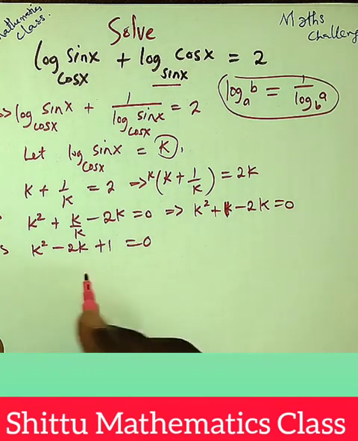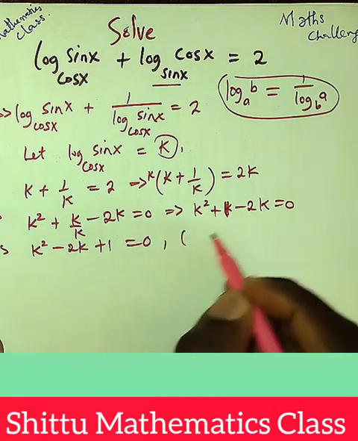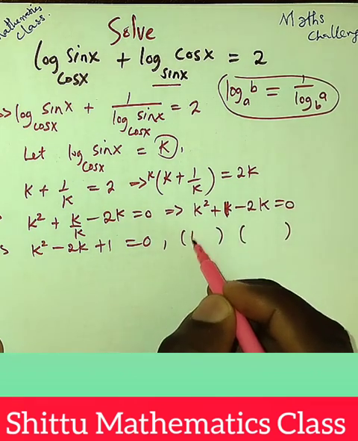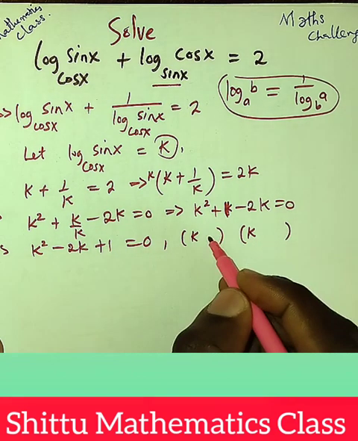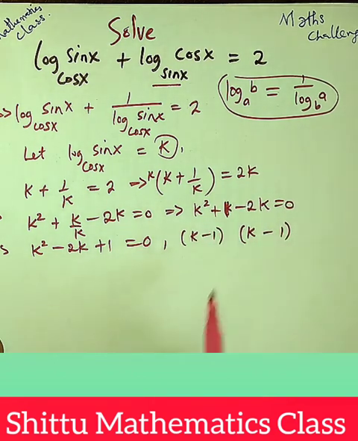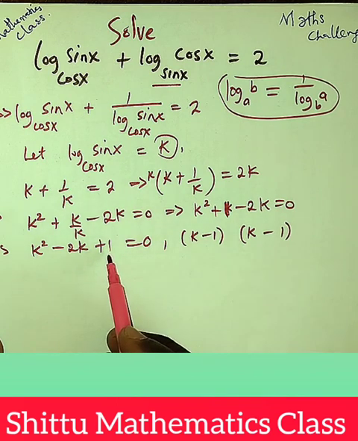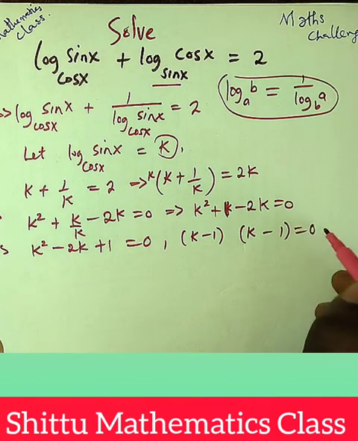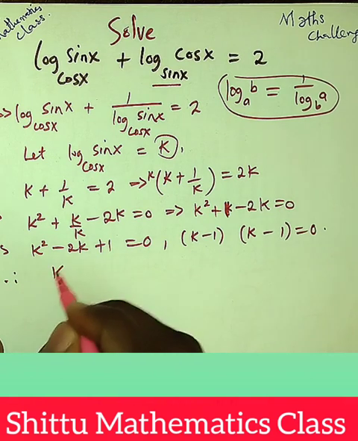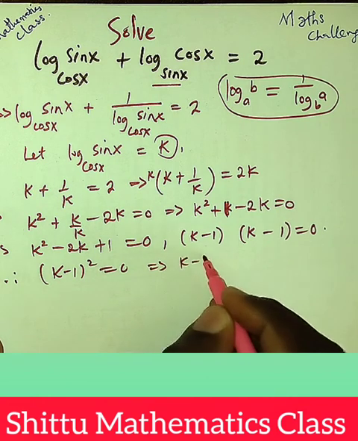So therefore, we are going to factorize this. Factorizing, we have k here and k here. We are going to look at the two factors of 1, that is, when we multiply them together we are going to have plus 1. So that is minus 1 and minus 1: minus 1 times minus 1, I am going to have plus 1, then minus 1 plus minus 1, I am going to have minus 2 here. So equals 0. I have the solution, or the factor, to be this, which implies that k minus 1 equals 0.